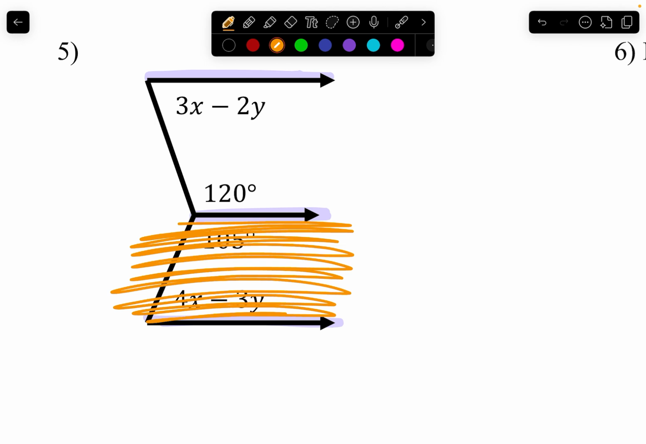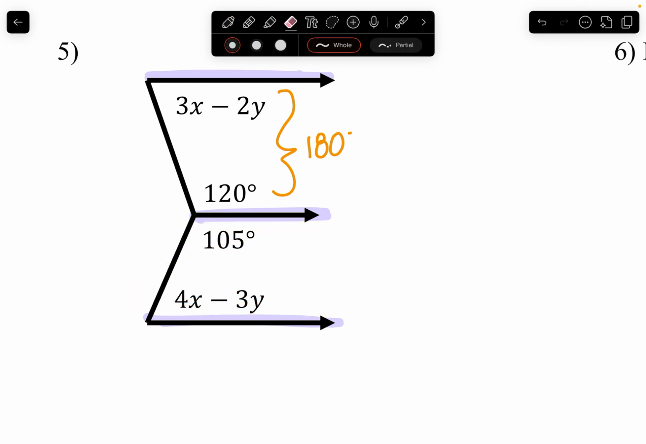Since they're both on the same side of the transversal and on the interior of their lines, we have consecutive interior angles. And as a reminder, our consecutive interior angles are going to add to give us 180 degrees. They're the one angle pair other than consecutive exterior angles that are not congruent. They're going to be supplementary. So I'm going to go ahead and add those up together and set them equal to 180.